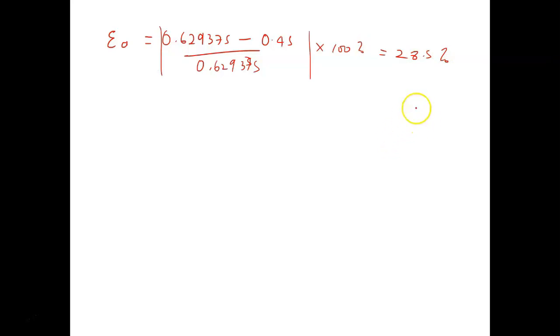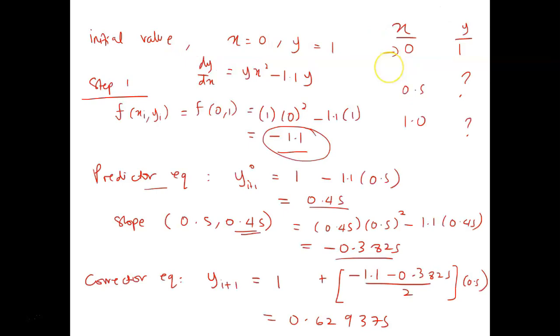So the EA is still more than the ES because the question states that your ES is 1%. According to this, you need to do more iteration. So this is not your final value of y. You need to iterate again. You need to repeat the whole step again, just the corrector.